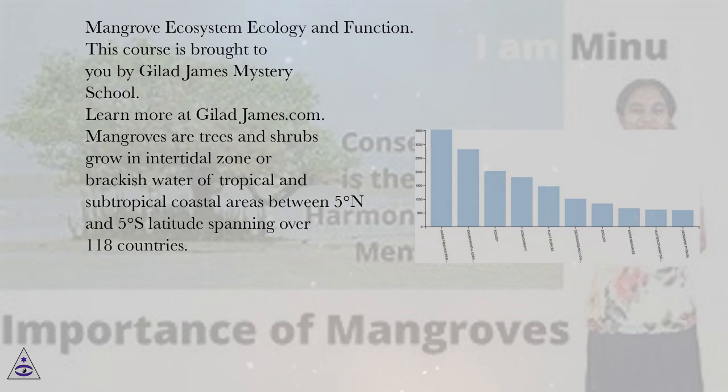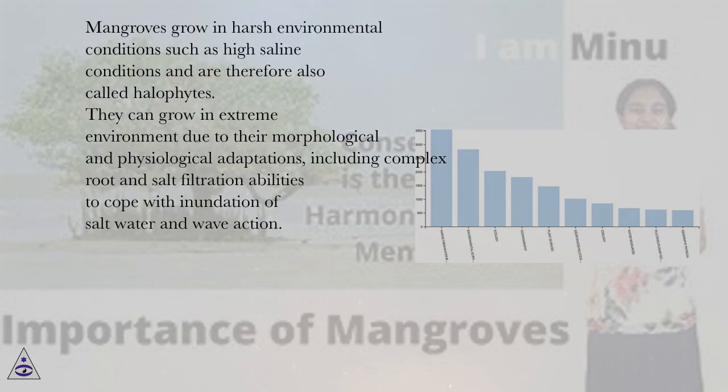Mangroves are trees and shrubs that grow in the intertidal zone or brackish water of tropical and subtropical coastal areas between 5 degrees north and 5 degrees south latitude, spanning over 118 countries. Mangroves grow in harsh environmental conditions such as high saline conditions and are therefore also called halophytes. They can grow in extreme environments due to their morphological and physiological adaptations, including complex root and salt filtration abilities to cope with inundation of salt water and wave action.